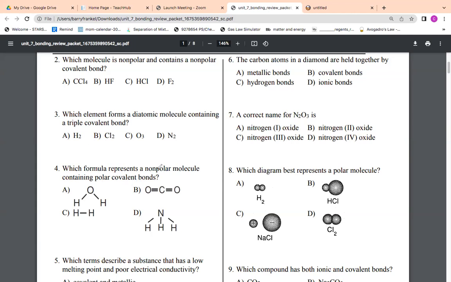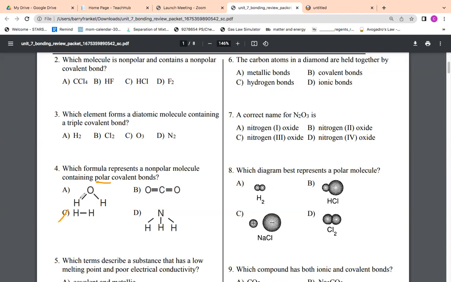Alrighty. So they're saying that the bonds between the atoms in the molecule have to be polar covalent. So I know that automatically I can get rid of C because H and H are the same atom. So the difference in their electronegativities is 0. So this bond itself is nonpolar, regardless of the shape.